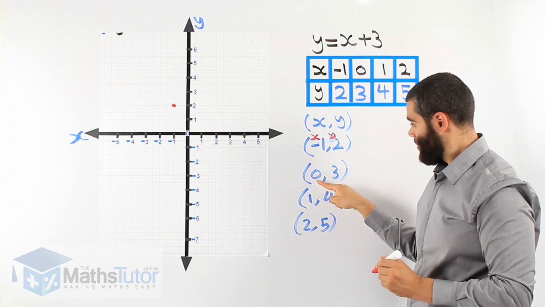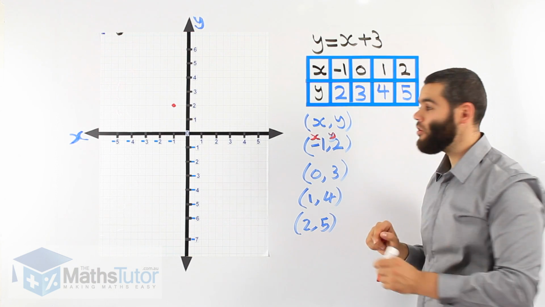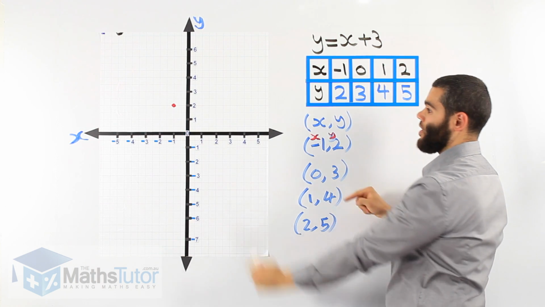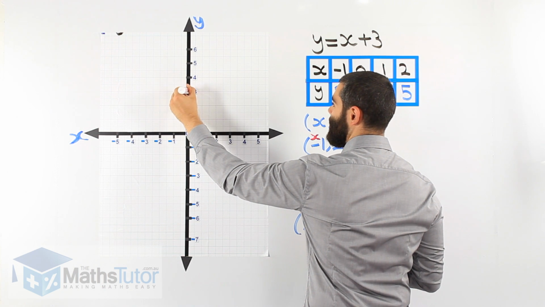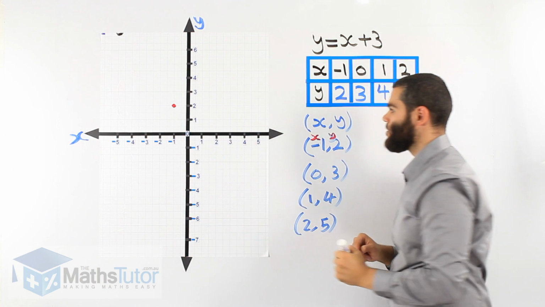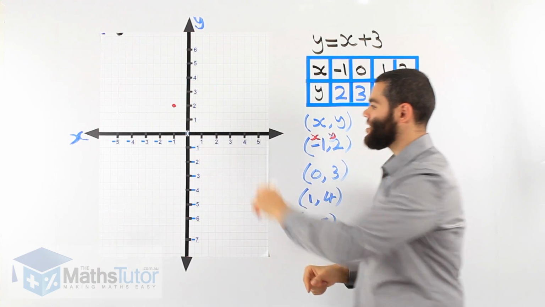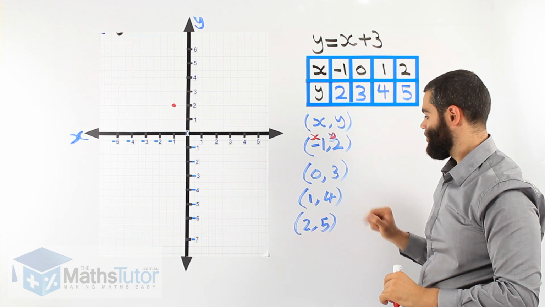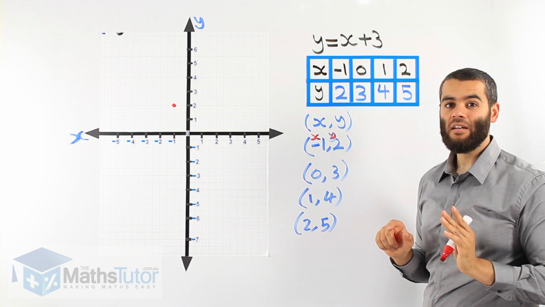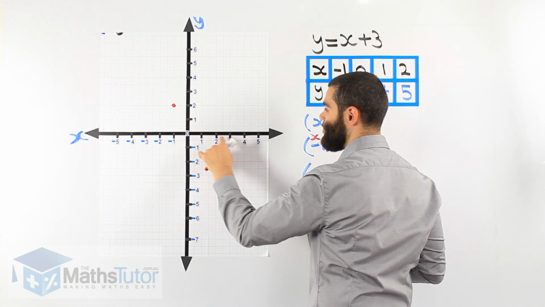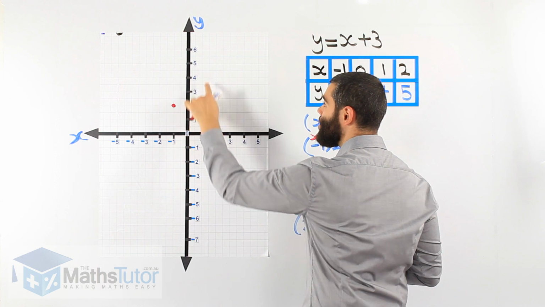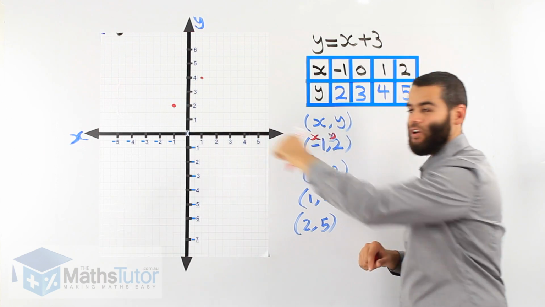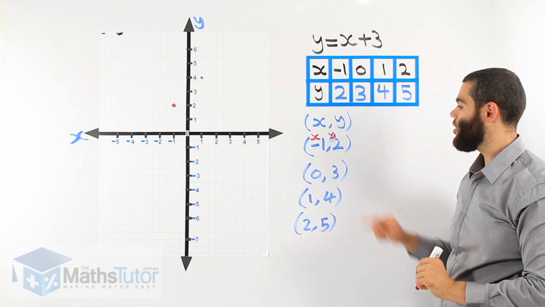Then 0, 3. Now 0 on the x, where is it? There it is. 3. Go up to the y at 3, there it is. So 0, 3. So we always start on the x and then we go up or down depending on the coordinate. 1, 4. Where do we start? On the x. 1, there it is. 4, meaning we go up to the 4. There it is. 1, 4. X first, then up or down depending on the y.